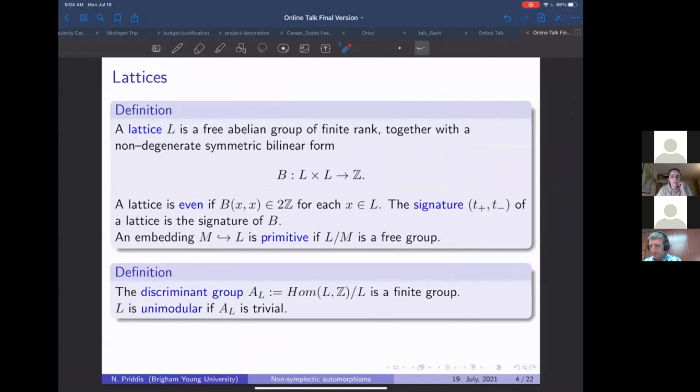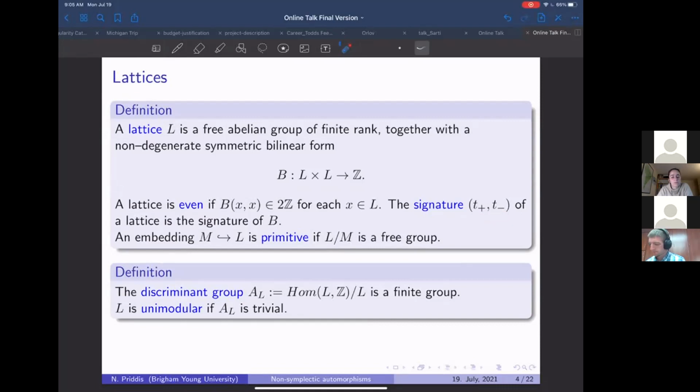A couple of things that are also important later in this talk. Well, we talked about the invariant lattice. So what is a lattice? A lattice is a free abelian group of finite rank, and it's got a symmetric bilinear form, which here I'm writing B. I might not always write B in this talk, so hopefully it's clear. A lattice is even if I stick the same thing in both spots on B, I get an even integer. The signature of a lattice is just the signature of the bilinear form.